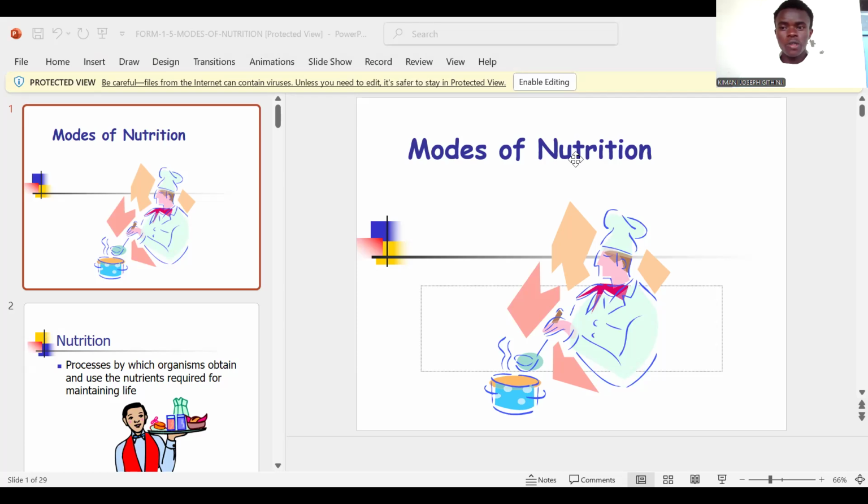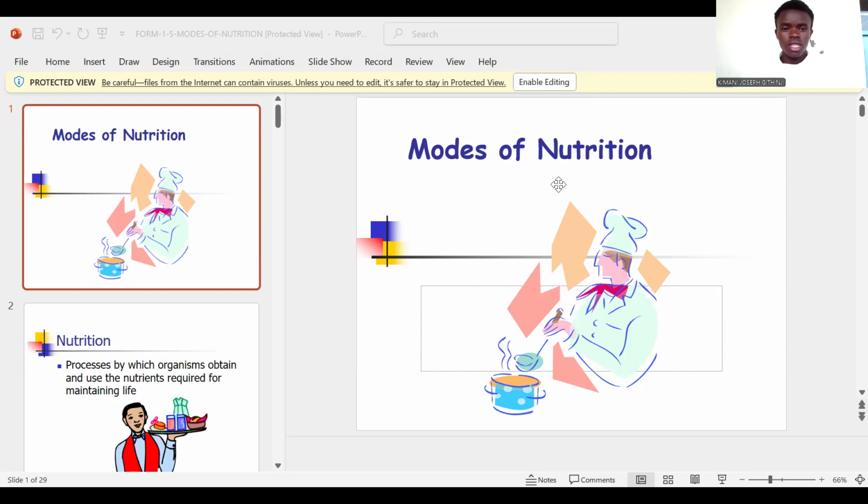Now, remember, when you talk of features or characteristics, it's something that defines the existence of something. So, for example, nutrition is a feature of a living organism, which means that for an organism to be defined as a living organism, it has to be feeding. So now, it's the process by which they acquire and then utilize.